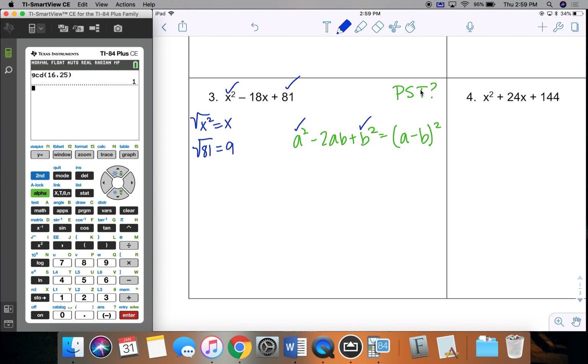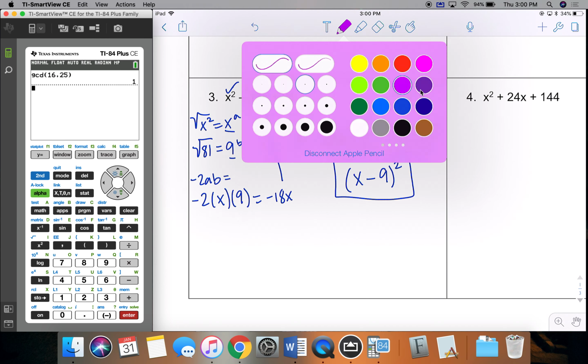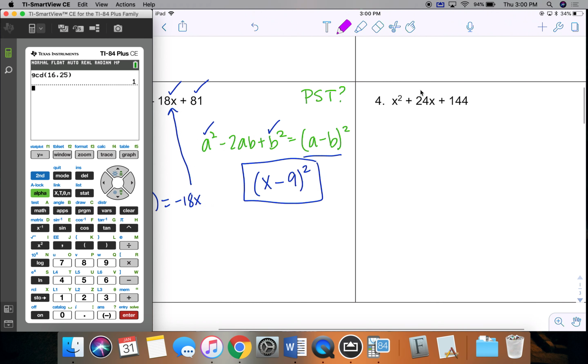Yes, I can. Then I need to check that middle part. So negative 2 times x times 9, so my a and my b. If I plug that in, do I get back to the middle term? Yes, I do. So my answer is a minus b squared. So a, which is x, minus b, which is 9, squared. If you do the box, you would get the same answer. Your box would just have x minus 9 on the top and x minus 9 on the side, and you would just need to recognize that's the same thing.